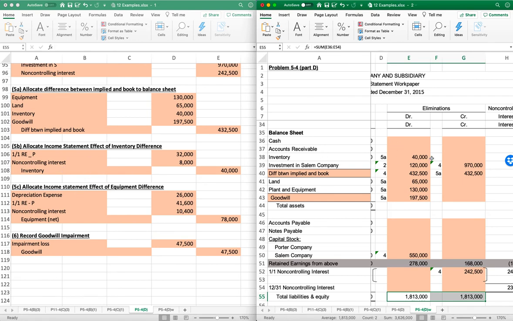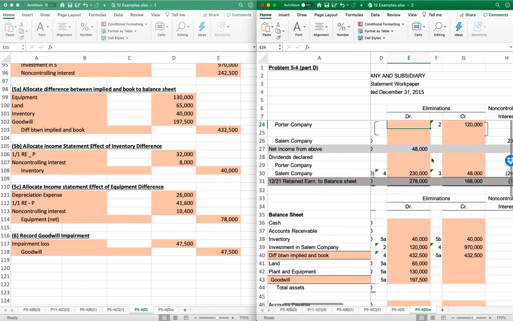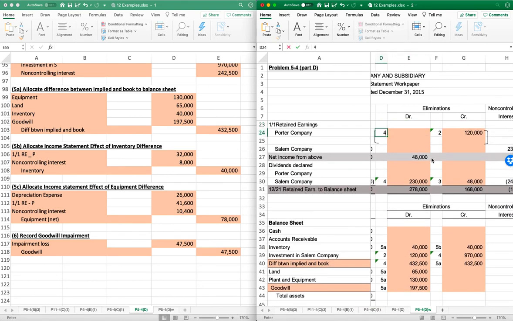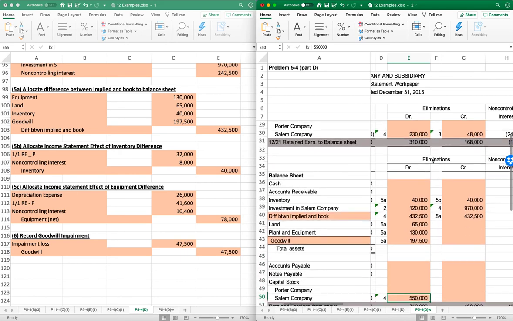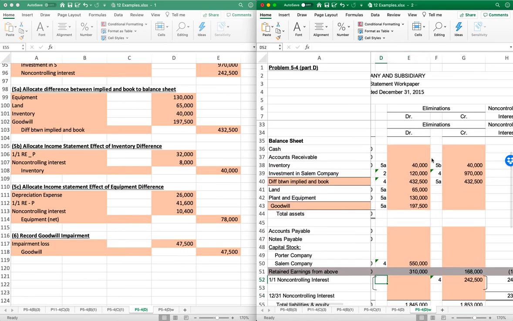First one is for inventory. So again, I'm going to start with the credit. So 5B here, we're going to credit $40,000 to undo that fair value adjustment. And then we're going to go up to the retained earnings statement, and we are going to debit for $32,000. And then we're going to head back down to non-controlling interest, and we are going to debit for $8,000.